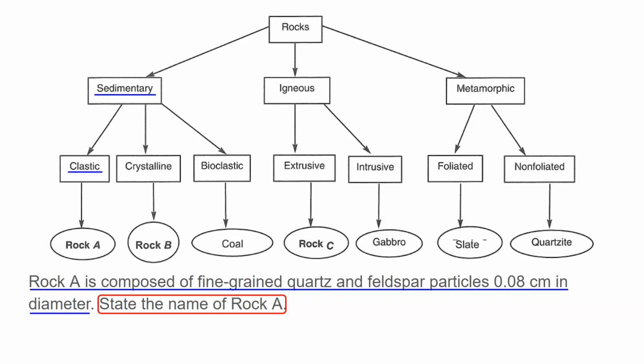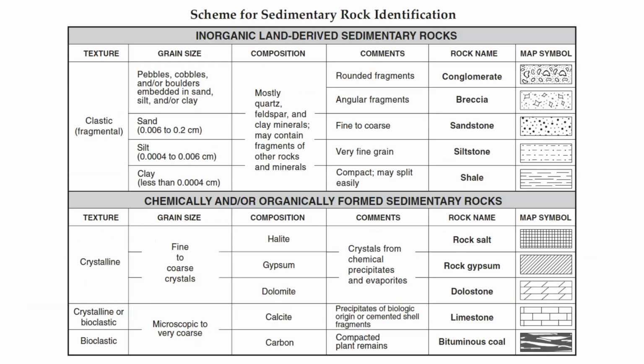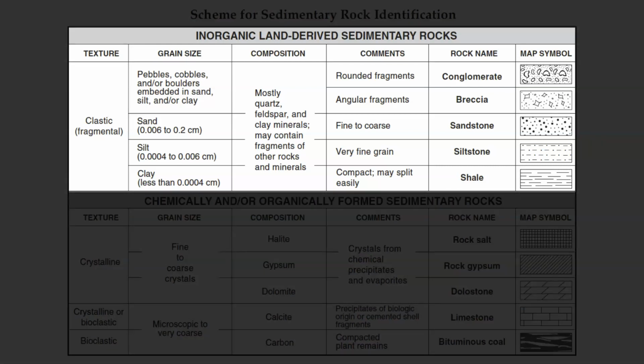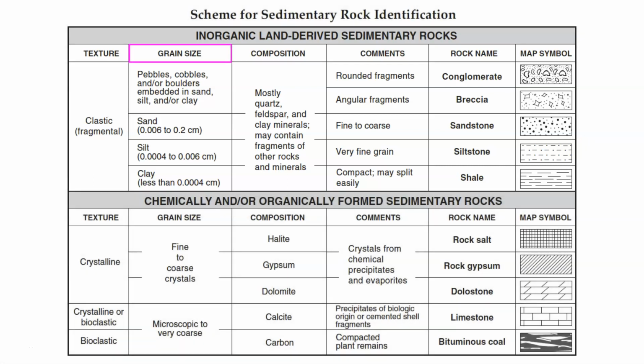So with this information, we're going to take a look at the scheme for sedimentary rock identification, diagram on page 7. And we know that it is a clastic rock, so it's going to be in this upper portion, the inorganic land-derived sedimentary rocks. And we also know what the grain size was, it gave us a number, 0.08 centimeters in diameter. So we need to check our grain sizes here. For the first two rocks, conglomerate and breccia, we don't have any numbers, but we do have some descriptions, pebbles, cobbles, and/or boulders. Boulders are very large, cobbles are a bit smaller, pebbles smaller still.